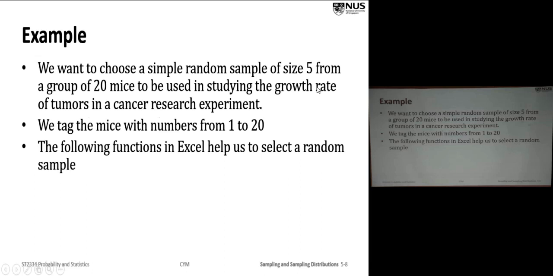So here is an example. Use Excel to do an example. Okay, here, suppose I want to choose, out of a group of 20 mice, 5 of them. So I label the mice A, B, C, D, E, or 1 to 20. I have 20 of them, so I label them 1 to 20, or A to T, and then select 5.